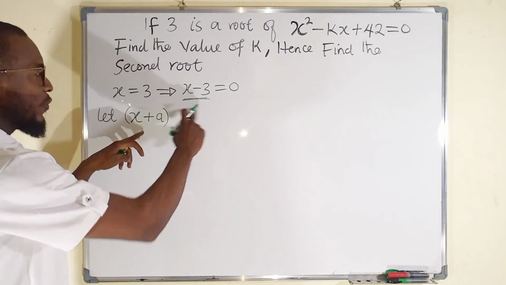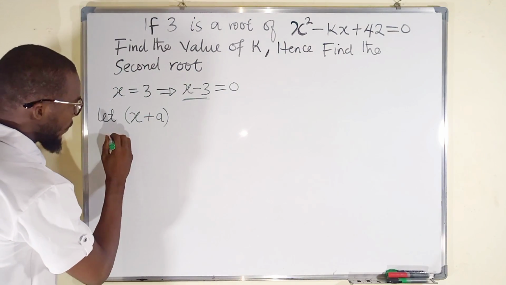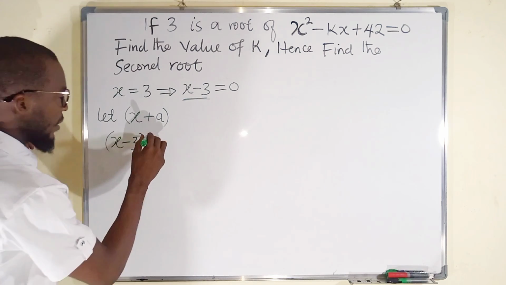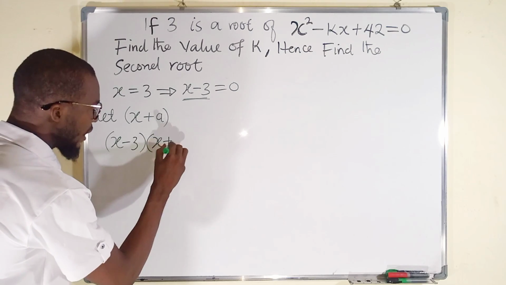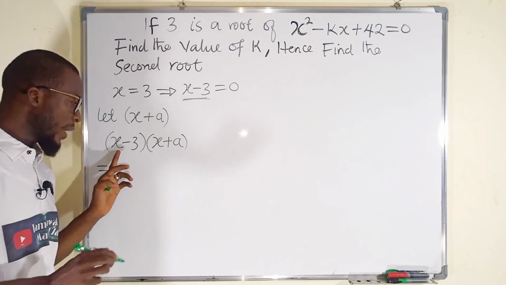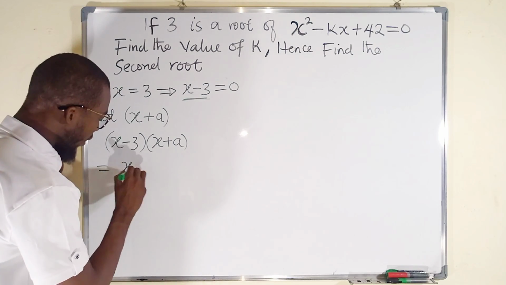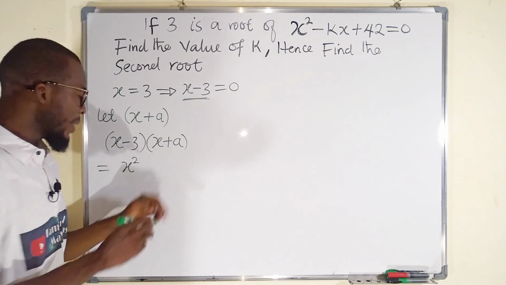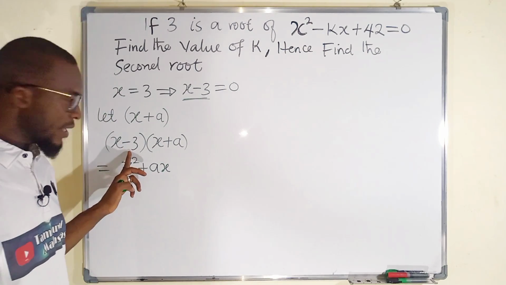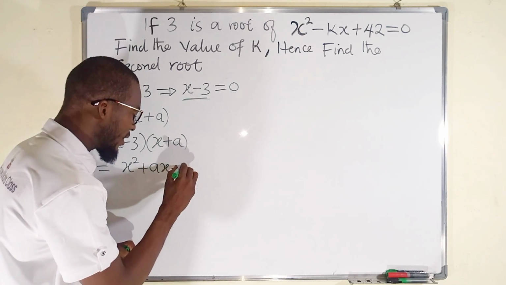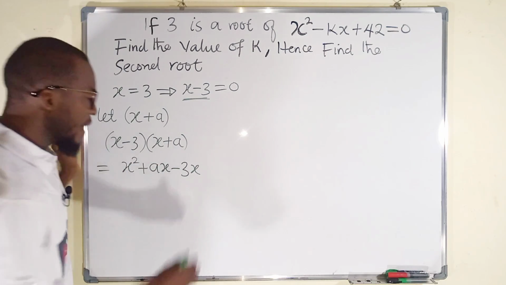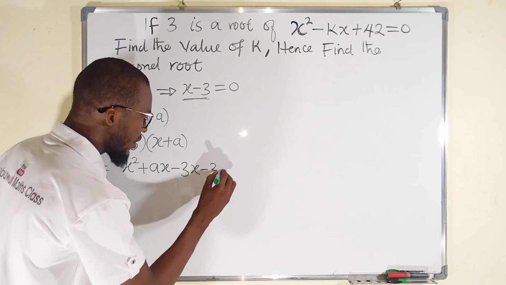So now let us multiply the 2 factors together. We have x minus 3, which is the first factor given to us, multiplied by this x plus a, which I came up with. This will be equal to x multiplied by x is equal to x squared. x multiplied by a is equal to ax. Then negative 3 multiplied by x is going to be negative 3x. And finally, negative 3 multiplied by a is going to give us negative 3a.